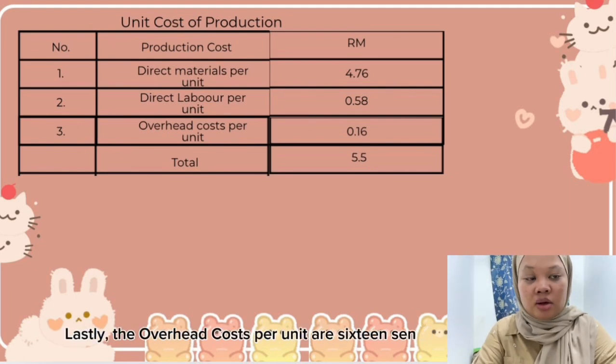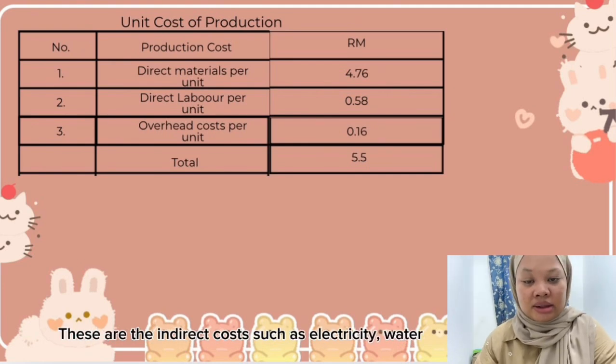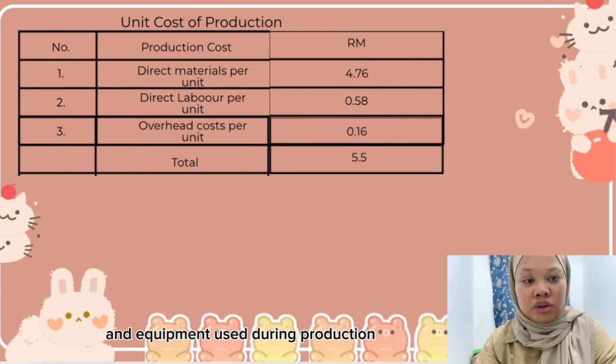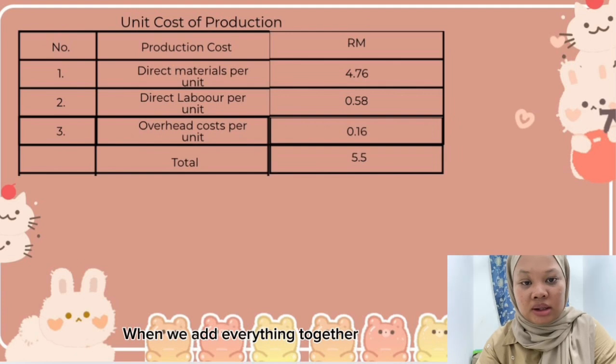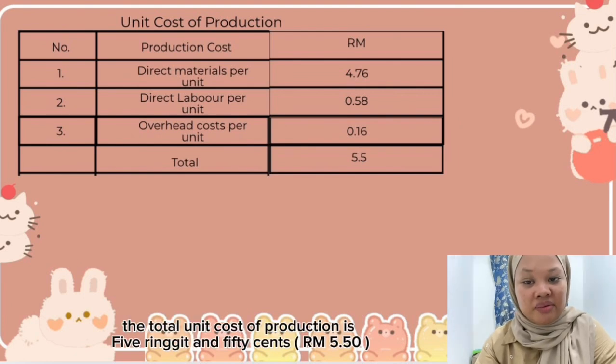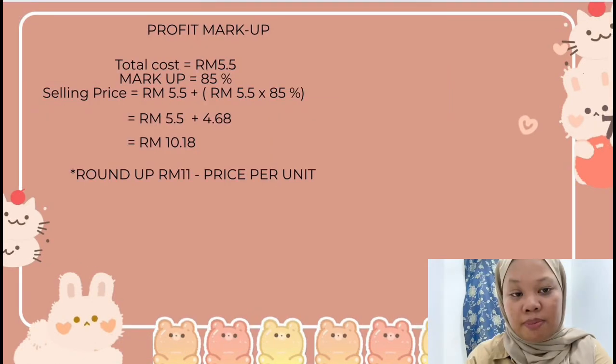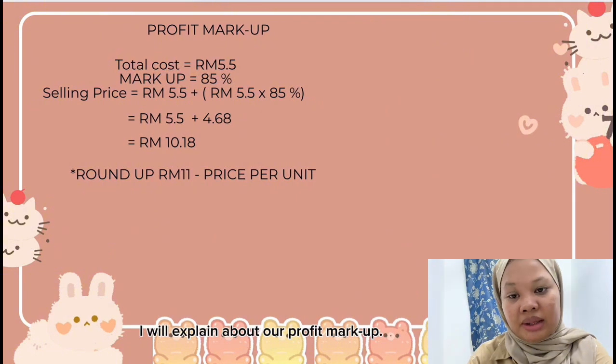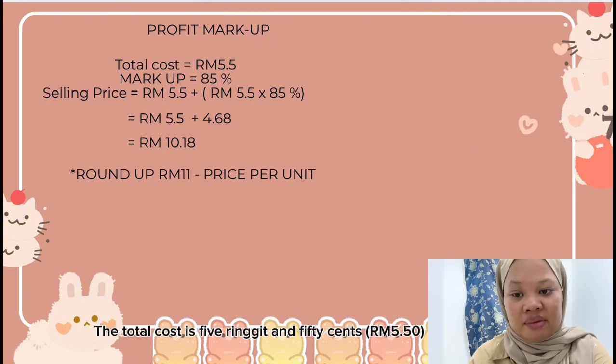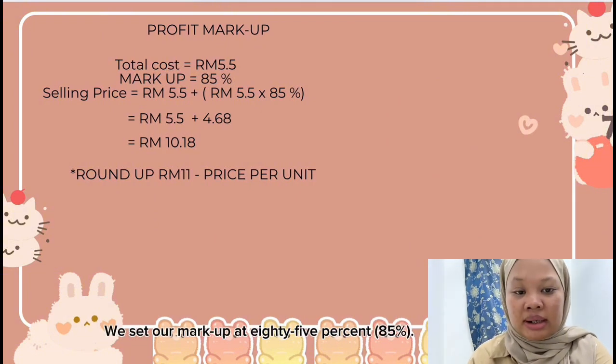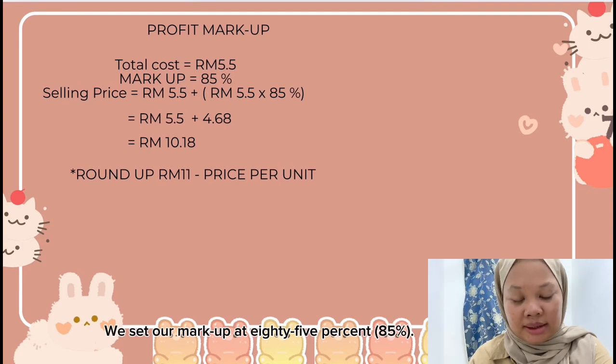Lastly, the overhead costs per unit are 16 cents. These are the indirect costs such as electricity, water, and equipment used during production. When we add everything together, the total unit cost of production is 5 ringgit and 50 cents. Explain about our profit markup. The total cost is 5 ringgit and 50 cents. We set our markup at 85%.